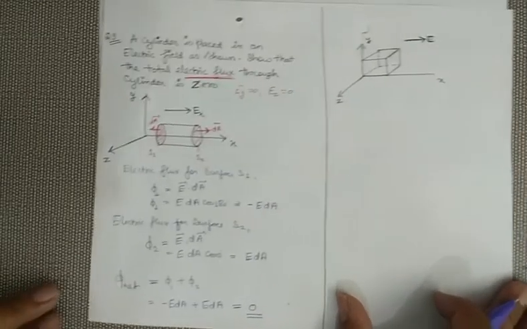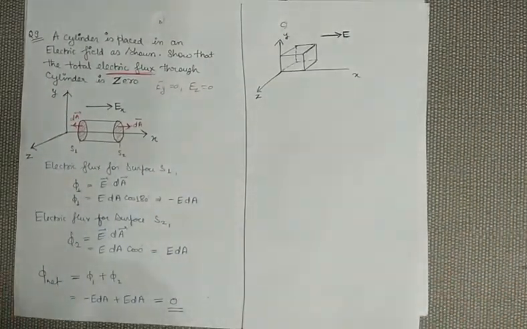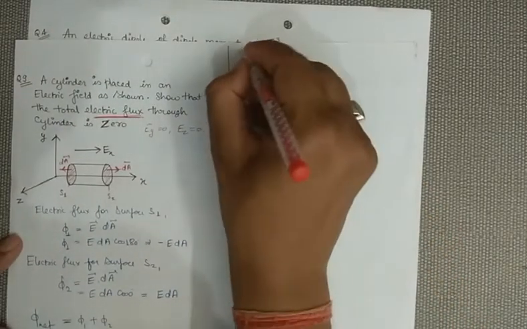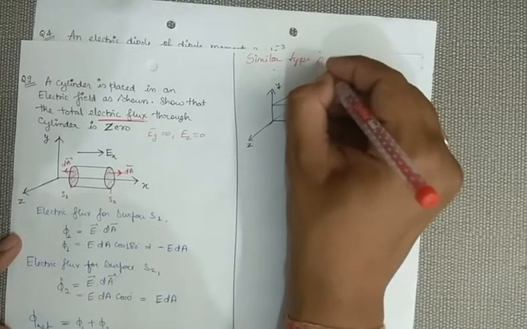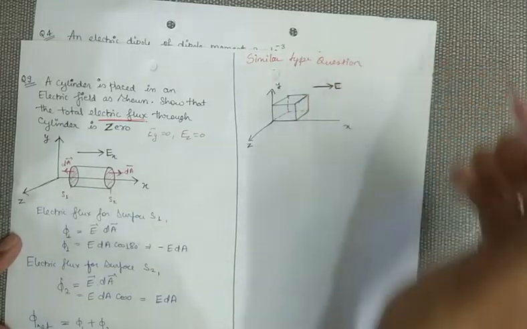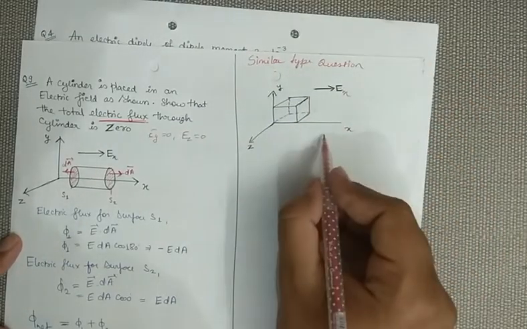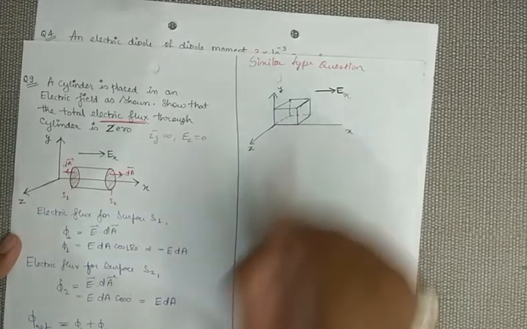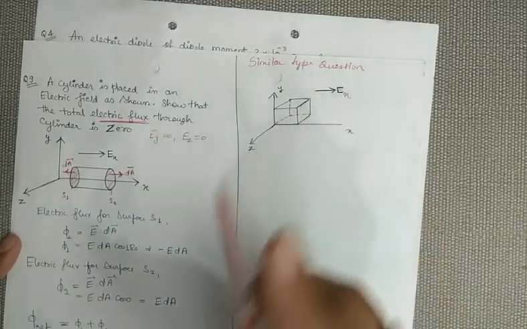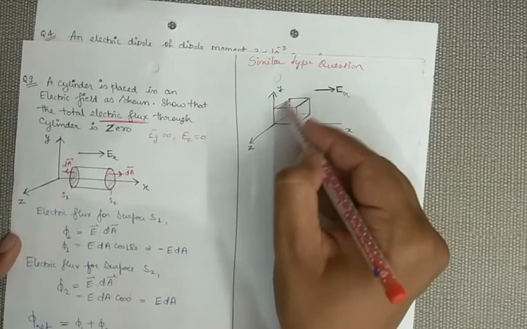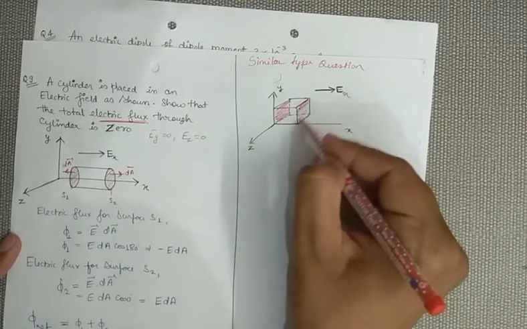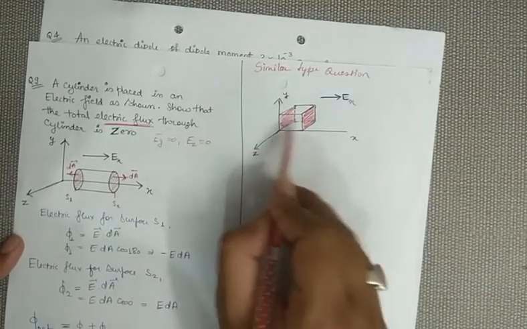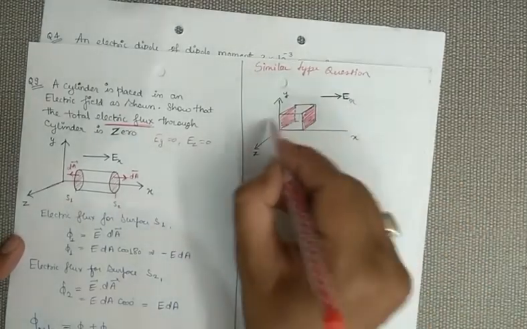In a similar manner, this question is sometimes changed. Instead of a cylinder, they may ask you a question regarding a cube. It is just a similar type of question. Again, the electric field is acting in the x direction and they are asking to calculate the flux. Now see, in this cube, again there are only two surfaces, one toward the left and another toward the right. Only these two surfaces are there from which the electric field will be crossing perpendicular.